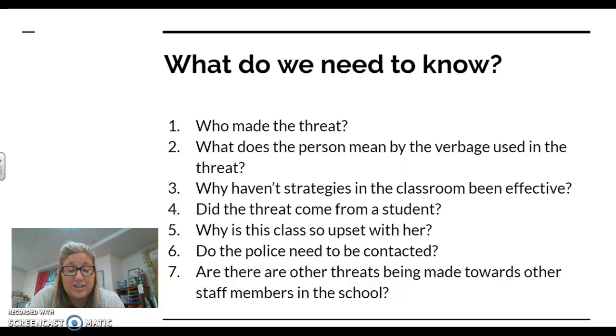Why is this class so upset with her? Do the police need to be contacted? And are there other threats being made towards other staff members in the school? Or is Miss Tate the only one?